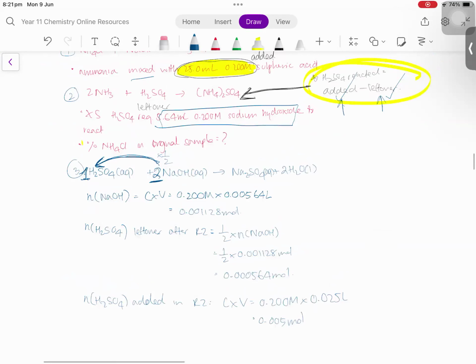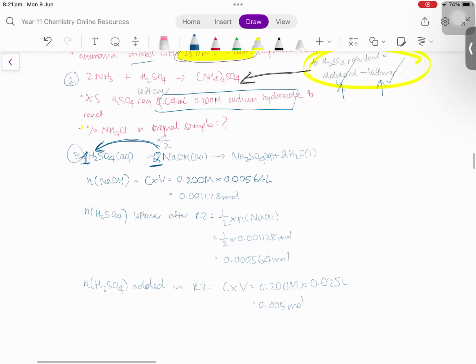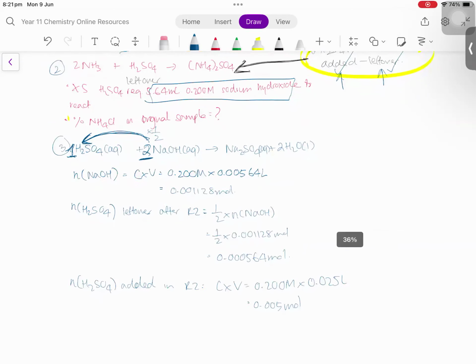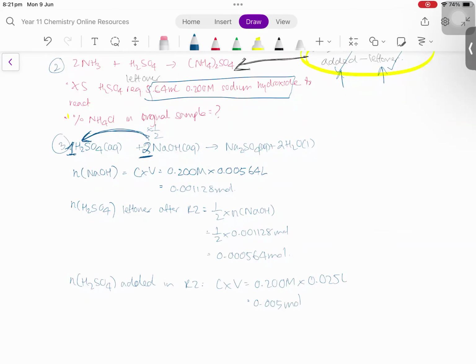I've got added, I've got left over. You guys told me if I know the amount added and I know the amount left over, the difference must be the amount that I lost or that I reacted. So now I can do that. Moles of H2SO4 reacted. Because it shows up in two reactions, I have to be careful. This is reacted in reaction 2, which is added minus left over.